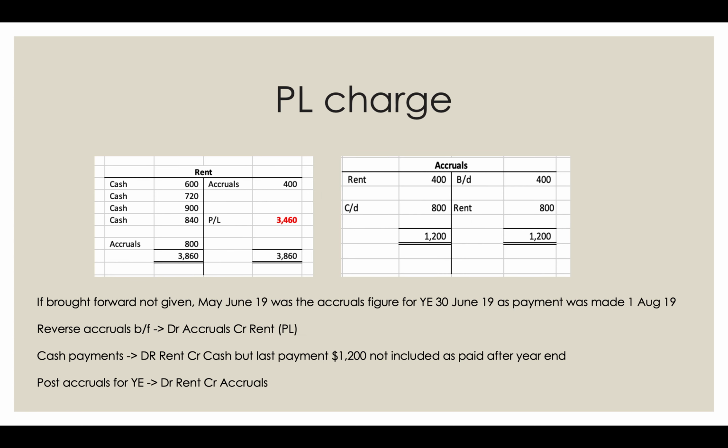You can use the T account to illustrate the answer. You have on your left the rent account and on your right the accruals account. The first thing you need to do is to insert the brought forward given to you, that is 400 in this case.